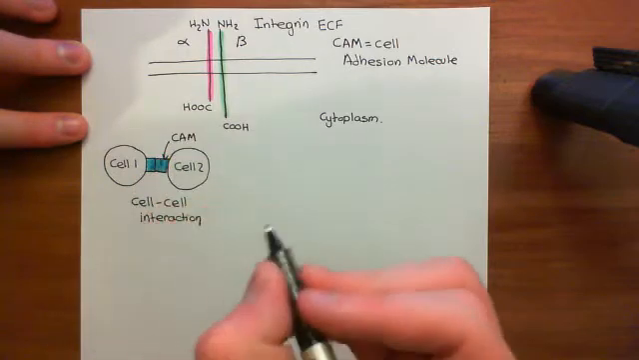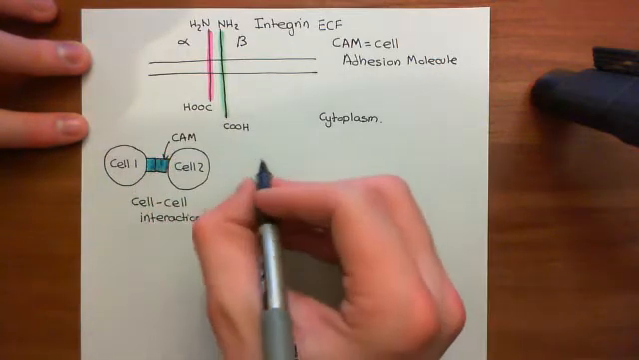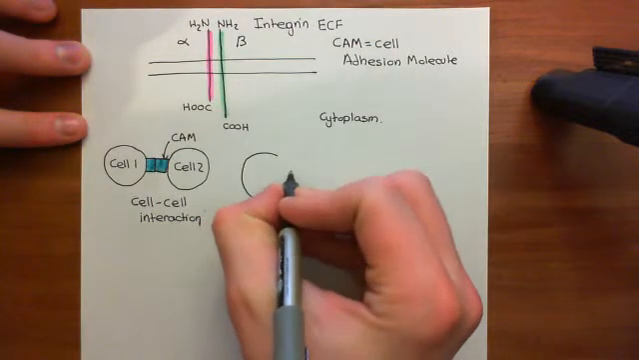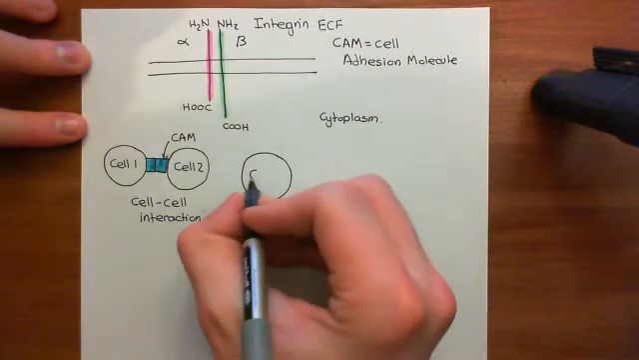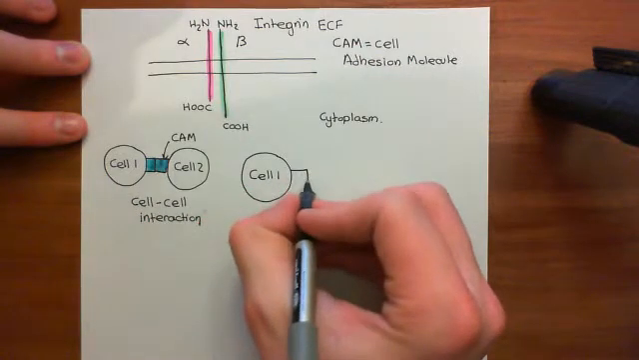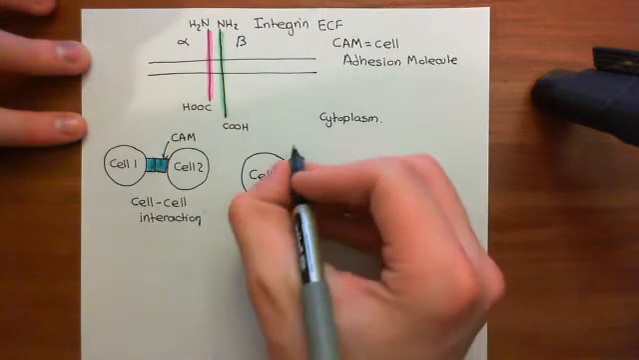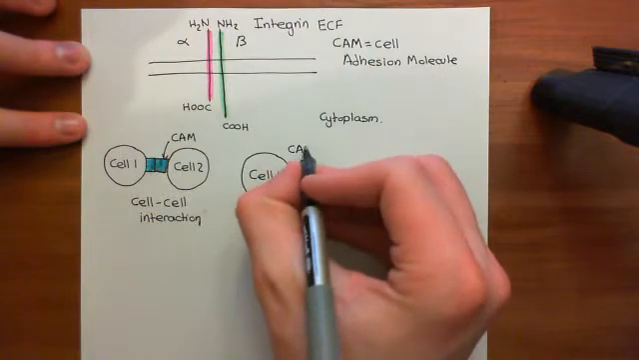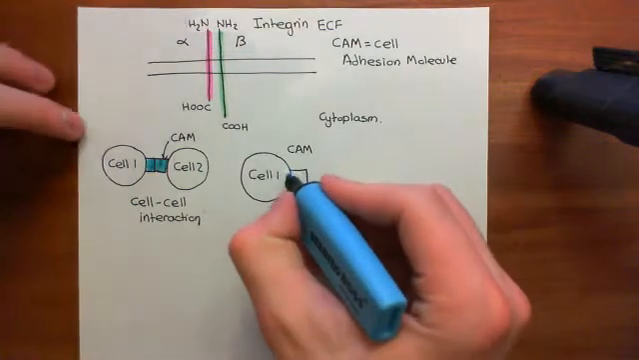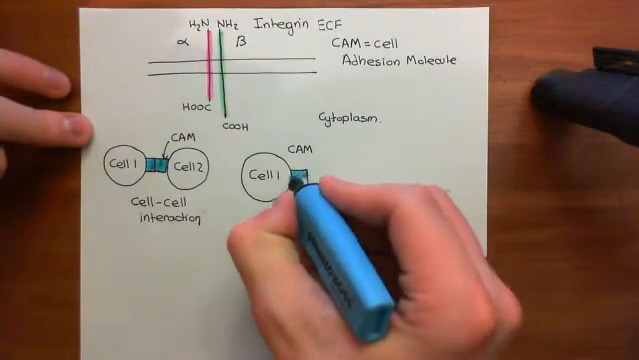The other way that cell adhesion molecules can hold two cells together is the indirect interaction. This is basically when the cell will have a cell adhesion molecule on its surface, but this cell adhesion molecule isn't going to bind directly to another cell adhesion molecule on the surface of the cell that we want to bind to.